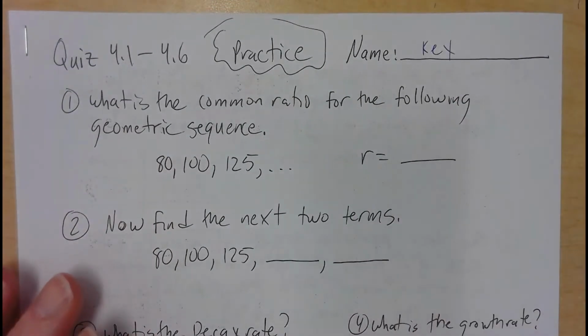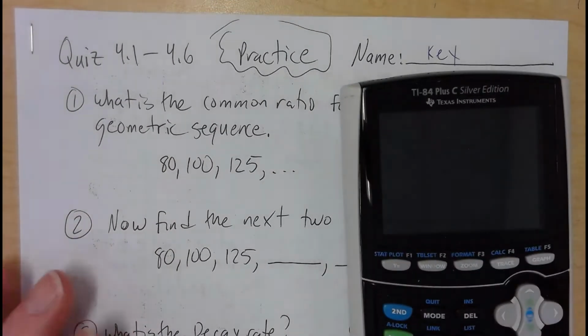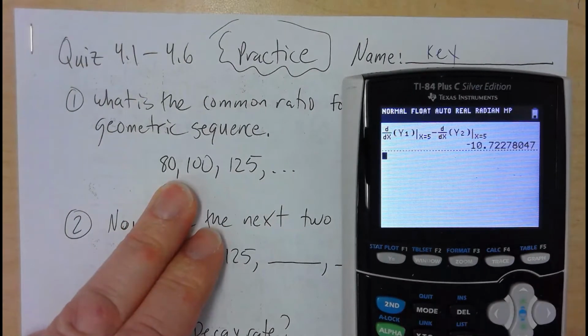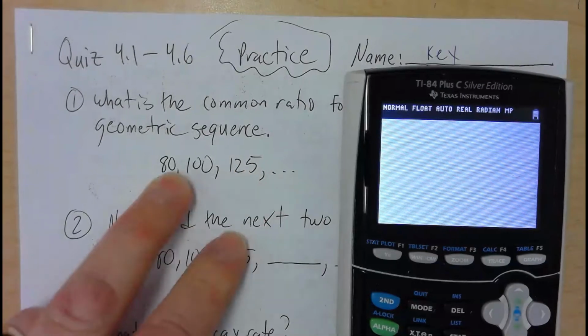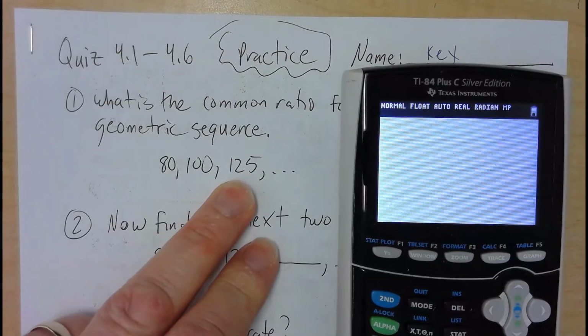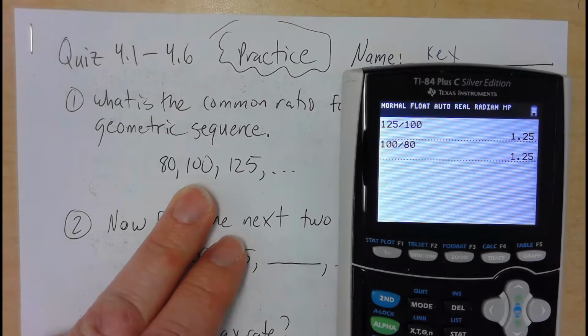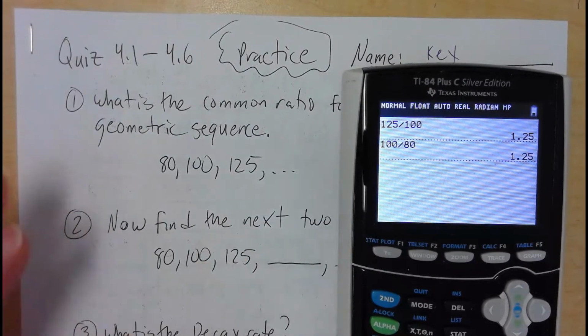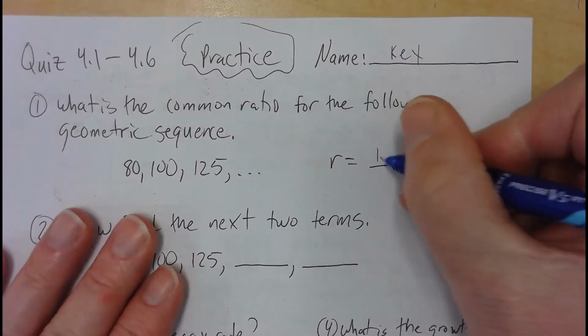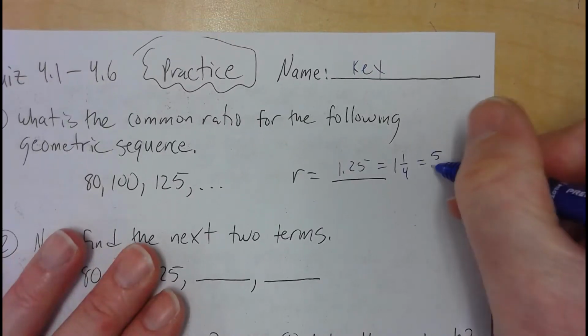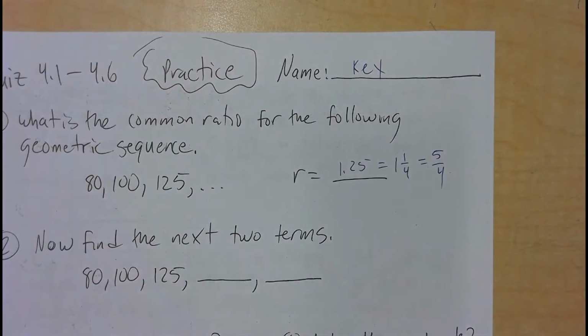All right, if you're going to find the common ratio in a geometric sequence, what you have to do is just divide backwards through it. So I have my calculator here, and it doesn't matter what you do, just as long as you go backwards through it. So you could do 125 divided by 100. You could do 100 divided by 80. Either way you go, you get that common ratio of 1.25. So you can write 1.25, which is the same thing as 1 1/4, which is 5/4. So that's the common ratio for this problem.